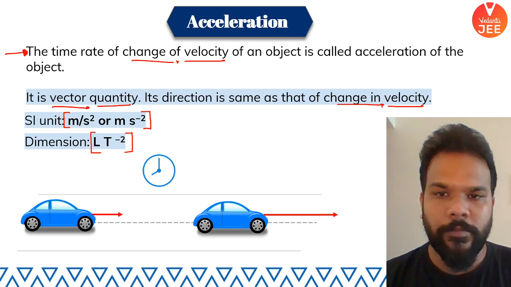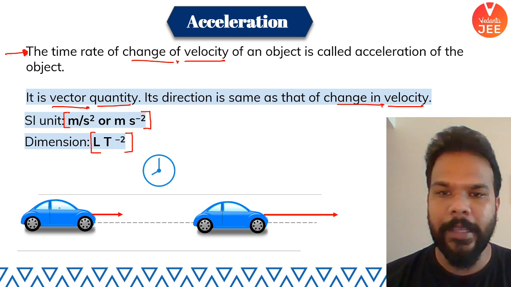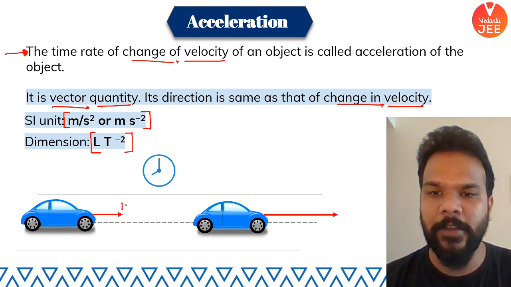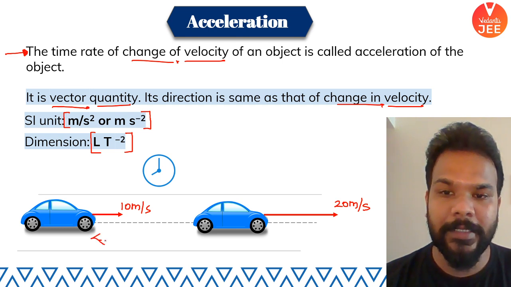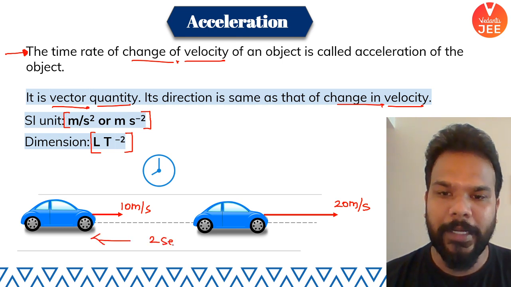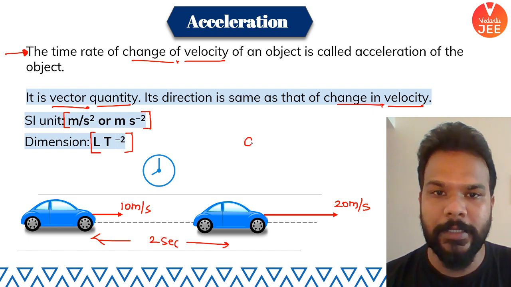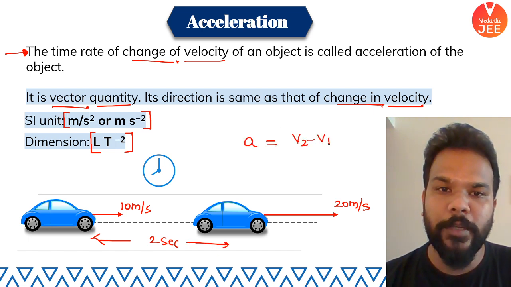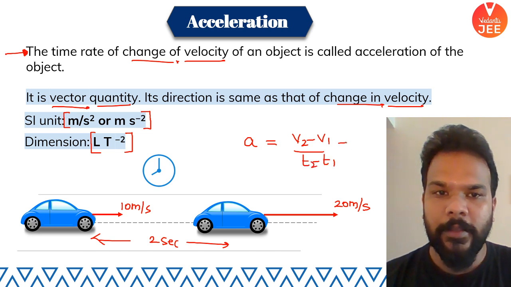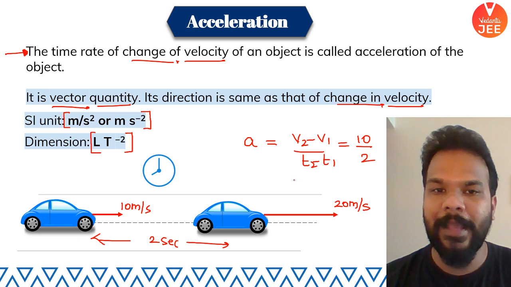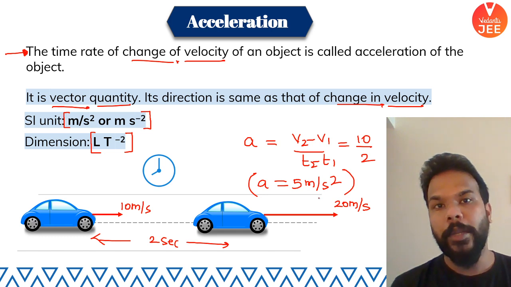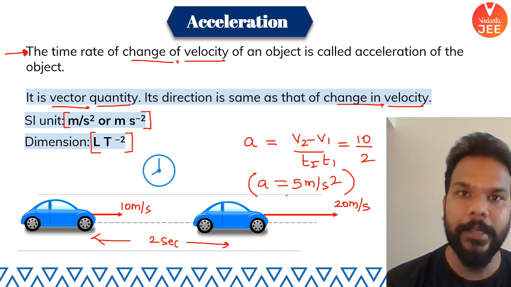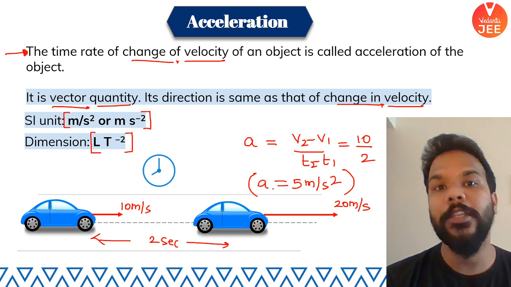With the help of this example diagram, you can see that this body has some velocity, say 10 meters per second. After some time, say its velocity becomes 20 meters per second, and this is happening in a time span of 2 seconds. Then the acceleration can be calculated as v2 minus v1 upon t2 minus t1. The change in velocity is 10, the time in which this is happening is 2, so the acceleration is 5 meters per second square. The point I want you to keep in mind is that acceleration comes into the picture when there is a change in the velocity.